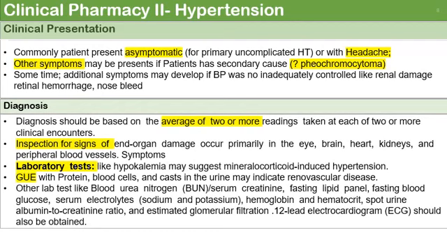Diagnosis of hypertension is by measurement of the blood pressure, ambulatory measurement by use of blood pressure measurement devices, either in the office or at home. I prefer the office for diagnosis. The diagnosis should be based on the average of two or more readings taken at each of two or more clinical encounters.